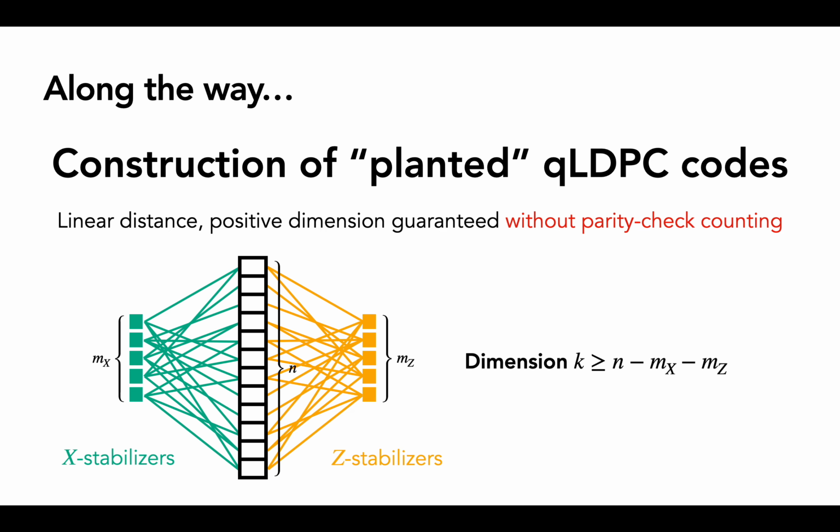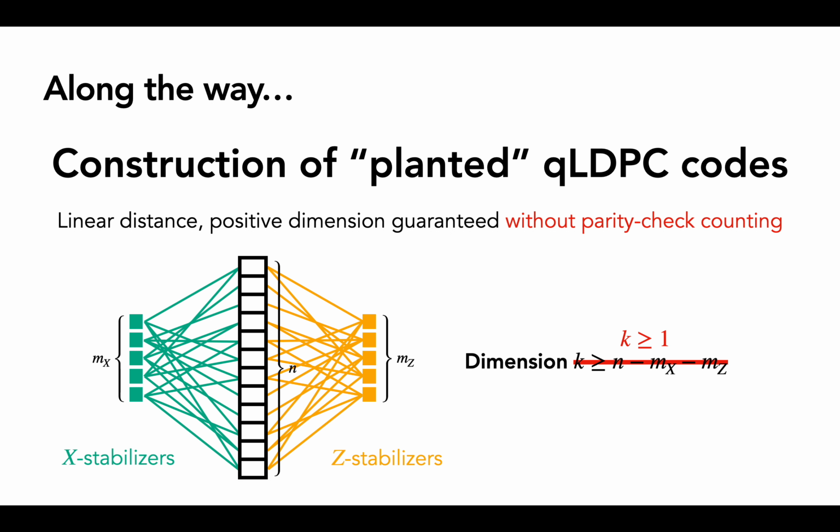So what I mean by this is that if we view a quantum LDPC code like this, where in the middle we have n qubits, and then we have our X stabilizers on the left and the Z stabilizers on the right, it's always true that the code dimension, or the number of logical qubits the code encodes, is at least the number of physical qubits n minus the number of stabilizers. This bound I refer to as parity check counting. It's what's been used to show linear dimension for all the previous asymptotically good quantum LDPC constructions.